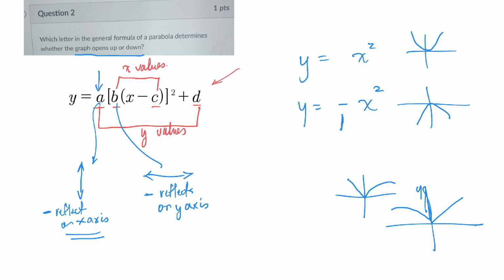And then C moves things to the left or to the right, and D moves things up or down. That's just a quick review of what those letters do to transform a parabola, so a quadratic function, or any function, including logarithm and exponential ones that we're looking at now.